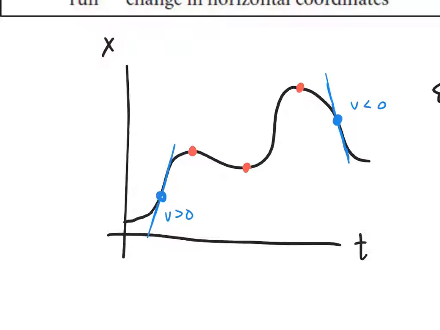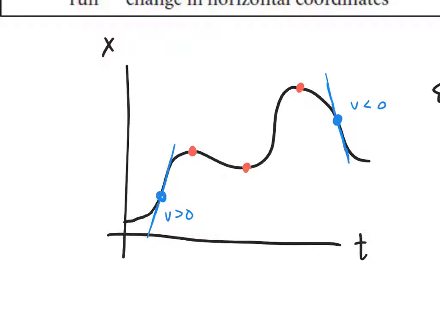V greater than 0 means the velocity is greater than 0, positive. V less than 0, the velocity is less than 0, therefore negative. And again, I'm really getting that from the slope at that moment. Positive slope, positive velocity. Negative slope, negative velocity.